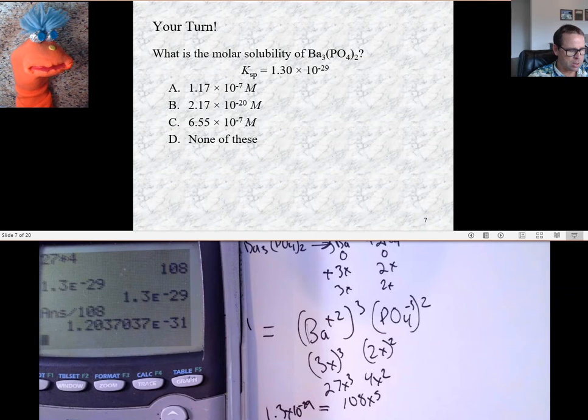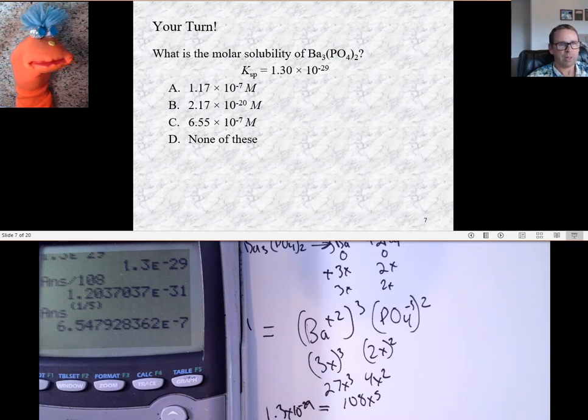And then I'm going to raise it to the 1/5 power to take the cube root. 6.5 times 10 to the minus 7. And that is the molar solubility. Now, they asked for the molar solubility. They didn't ask for the barium ion concentration.